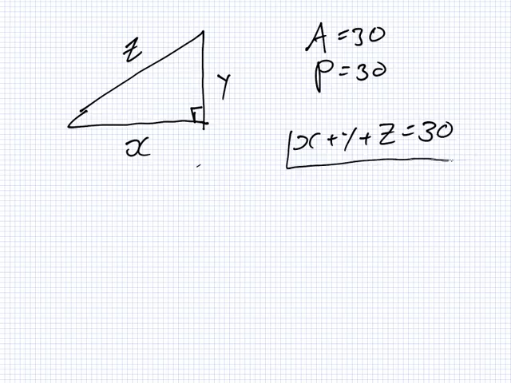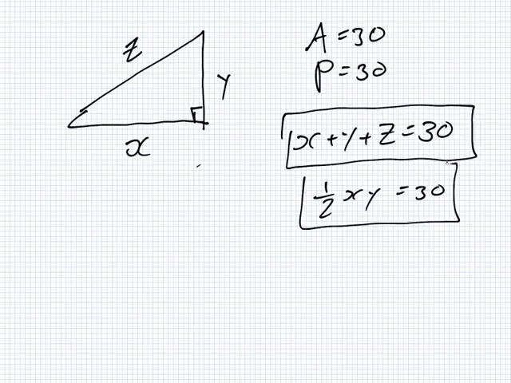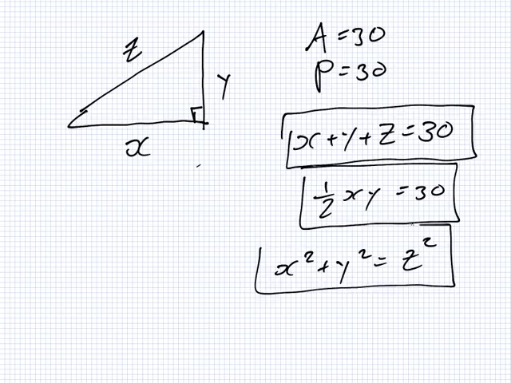What else do you know? The area, a half xy, equals 30. And there's also one more thing that you know. x squared plus y squared equals z squared. You don't have to put in the roots, we just kept it as the squares.